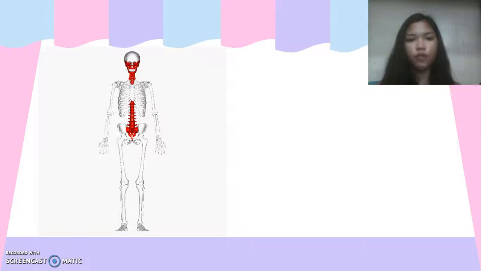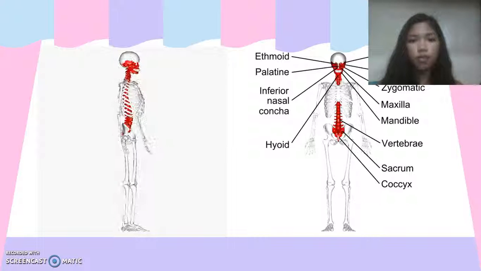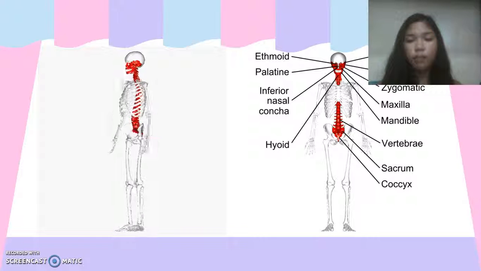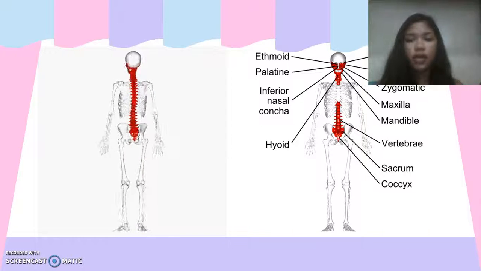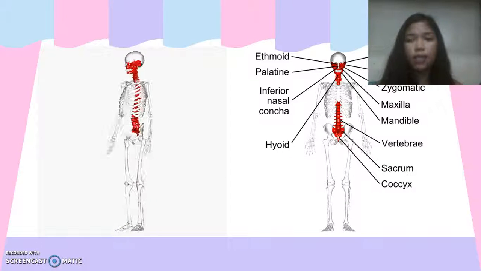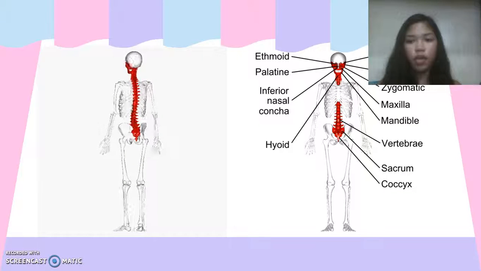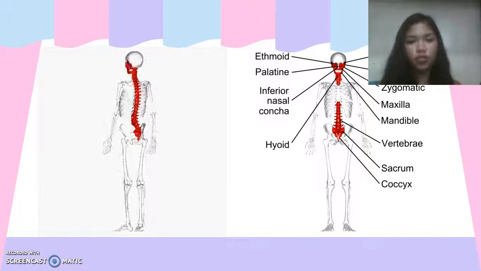The examples of these irregular bones are the ethmoid, sphenoid, palatine, temporal, inferior nasal concha, zygomatic, maxilla, mandible, hyoid, vertebrae, sacrum, and the coccyx. Those are the examples of irregular bones.